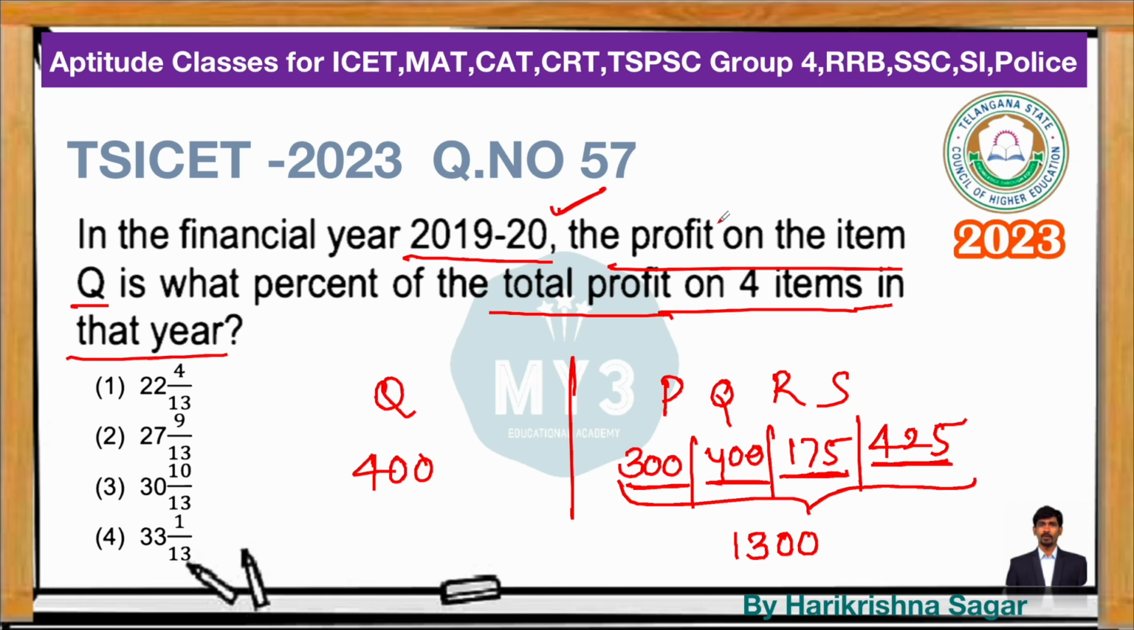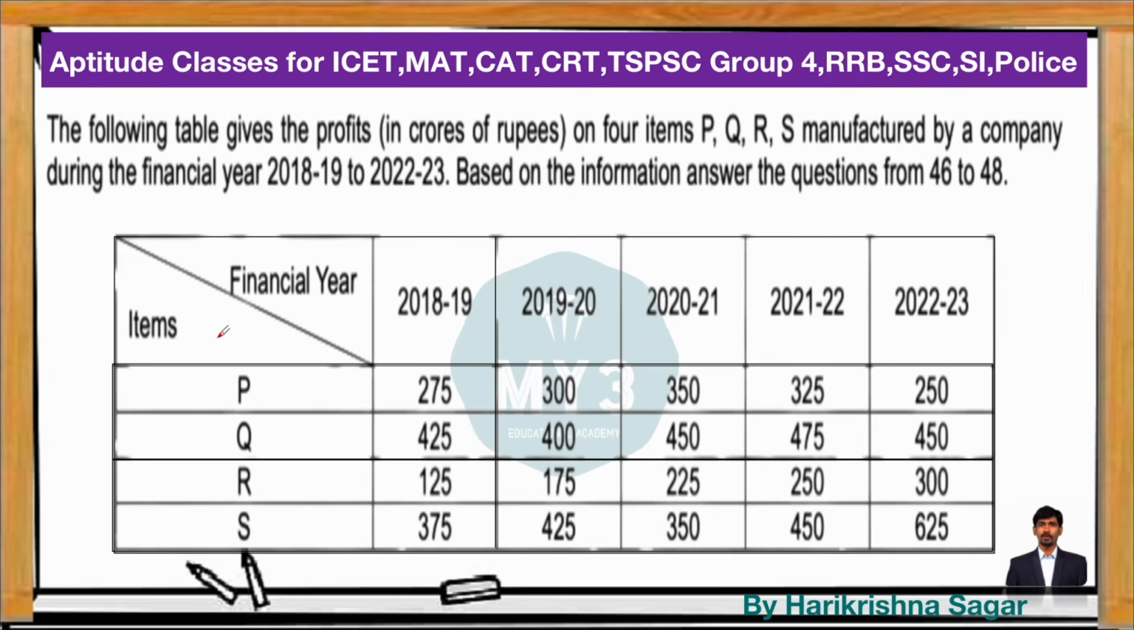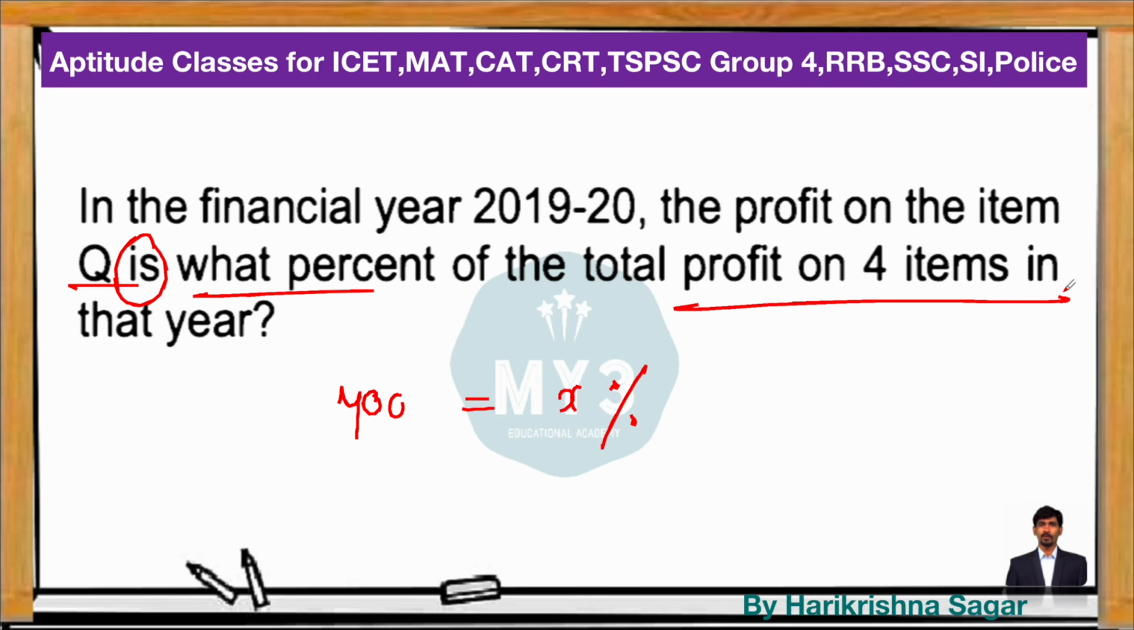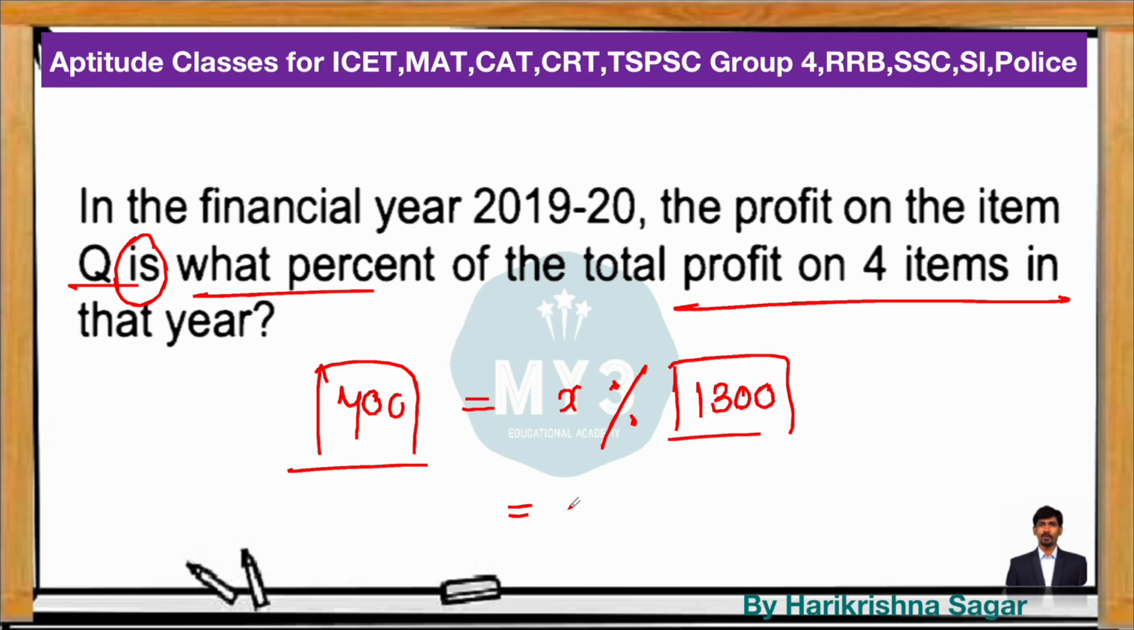What is the question here? Profit on item Q is what percentage of the total? So profit on item Q is 400. It is equal to what percentage, that means X percentage, of the profit of 4 items. The 4 items' profit we calculated as 1300. So here we have to find the X value. X percentage will be equal to 400 by 1300. If you further simplify, you will get the answer.